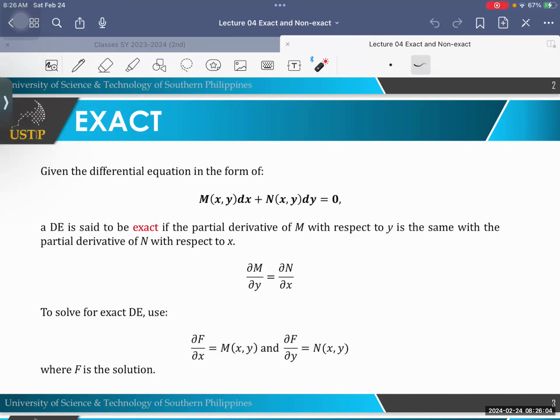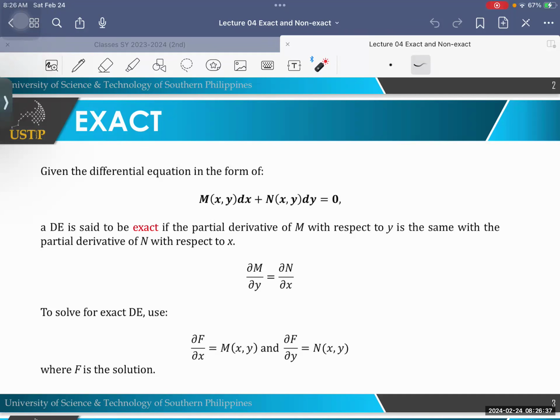Now, what if dili nimo siya ma-separate ang variables and what if dili siya homogeneous? So another way to solve your differential equation is to know if exact ba siya nga differential equation, because we have a way to solve an exact differential equation. Now, disclaimer lang, class, na dili pa sabot nga exact siya, na dili na siya variable separable or homogeneous.